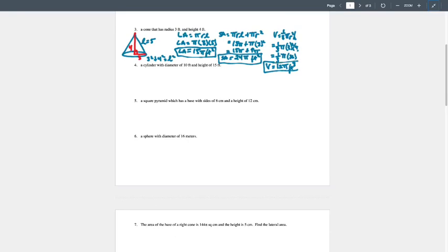Okay, let's do number 4. So number 4, we have a cylinder. And they tell us that our diameter is 10, which means my radius is just 5. And then my height is 15. All right, and I'm going to write down the formulas. We've got the lateral area is 2 pi r h for a cylinder.